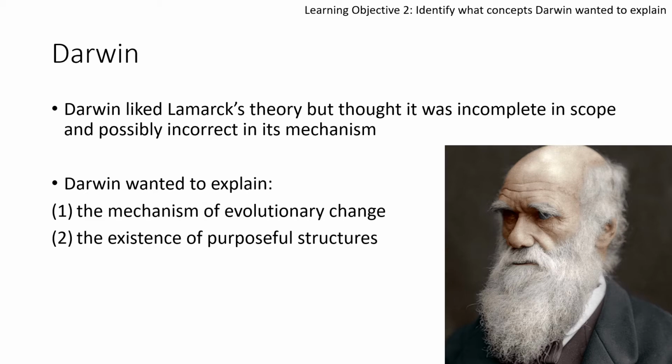He also wanted to know why there were purposeful structures, so the existence of purposeful structures. The eyeball is a good example. We have a purposeful structure. It's a structure that's designed to see in a certain way. So how do eyeballs come about within evolution? And finally, he was also interested in the origin of species. So how did species originate? How did species come to evolve out of other species?